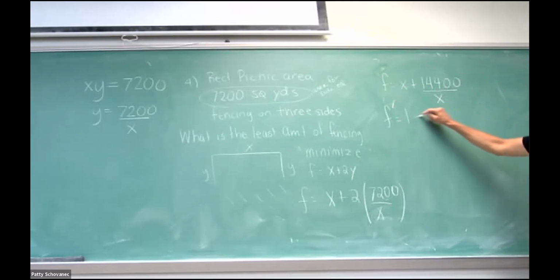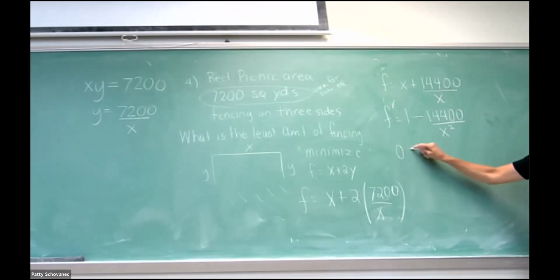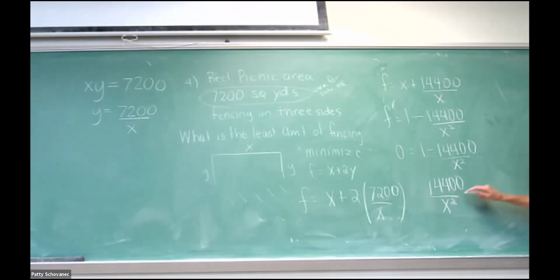That's x to the negative 1, so it's minus 14,400 times x to the negative 2, so that gives me an x squared here. And so we're going to set that equal to 0. I can put that over to the other side, and I'll cross multiply with the x squared up there, and then take the square root. Square root of 144 is 12. Square root of 100 is 10. So this is going to give me 120 as x.